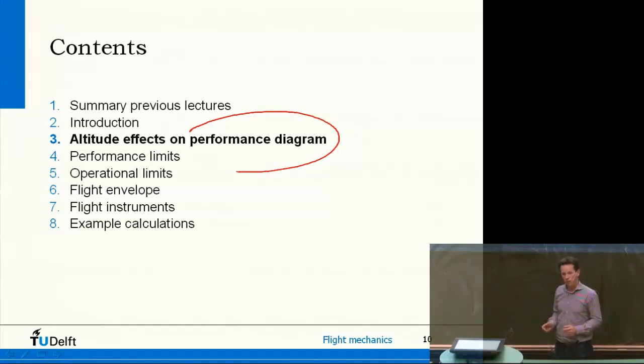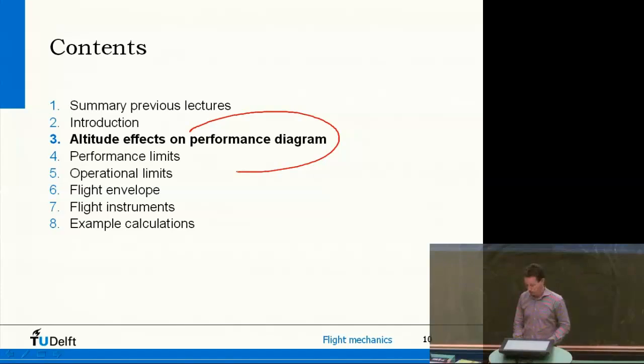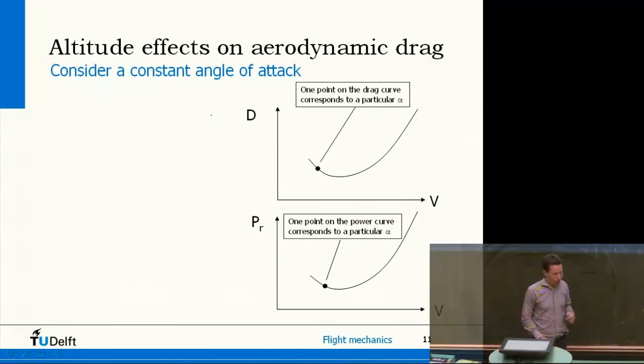So all I'm going to do now is look at what happens to the performance diagram if I change the air density, which up till now we kept constant. So what you have to realize is that at low speeds, the aircraft is flying at a fairly high angle of attack. So if you have a small speed, you need a large angle of attack, and if you fly very fast, then you have a lot of dynamic pressure, half rho V squared. So this angle is then small.